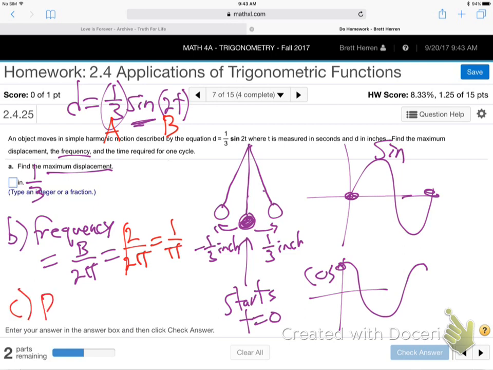And finally, what's the period? Their third question is time for one cycle. That's fancy talk for period. What's period? Just grab this and flip it upside down. Pi. Done. Good? Easy questions?